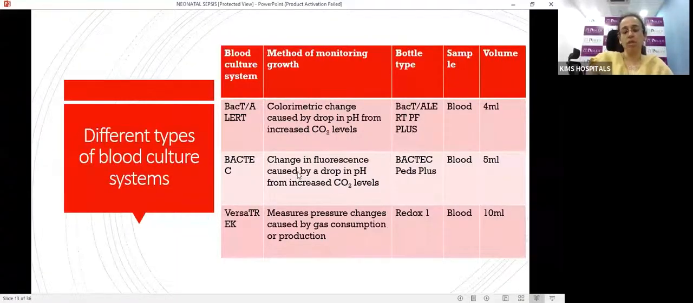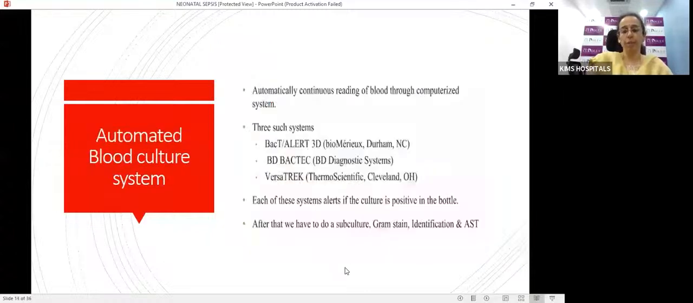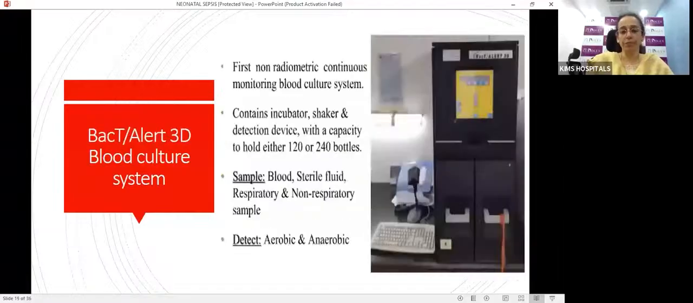BACTEC similarly detects a change in fluorescence caused by a drop in pH from increased CO2 levels. VersaTREK is another blood culture system in which pressure changes are measured by gas consumption or production. These are the automated blood culture systems, which give the results a little earlier than the conventional blood culture systems. After identifying the organism, we have to do a subculture, gram stain identification, and antimicrobial sensitivity testing.